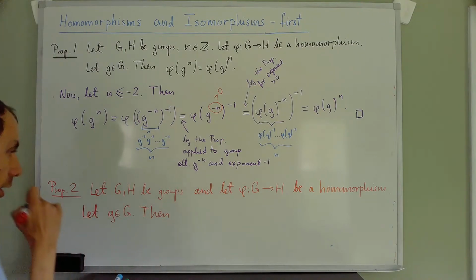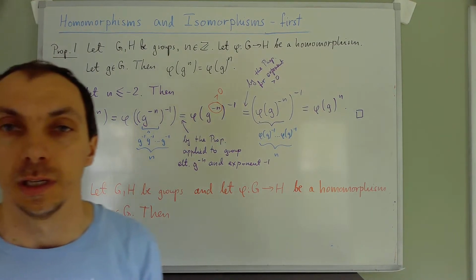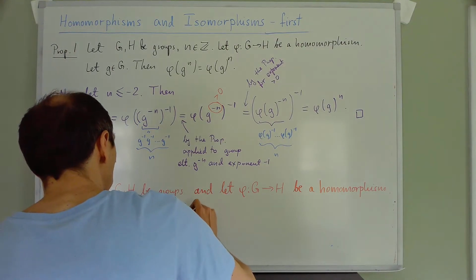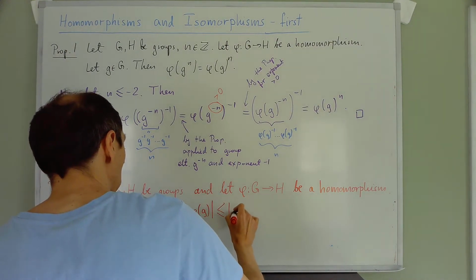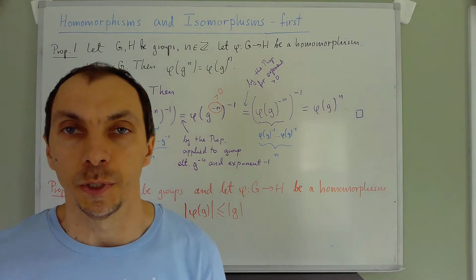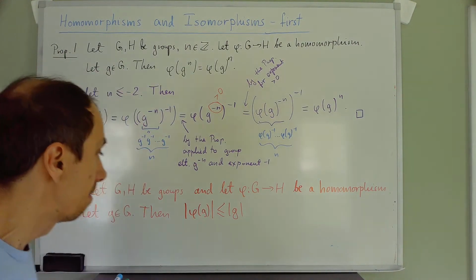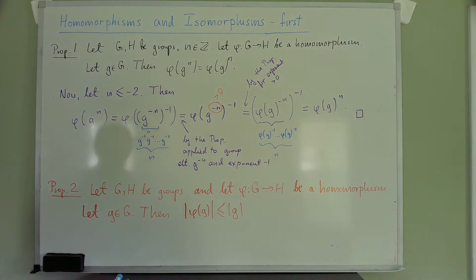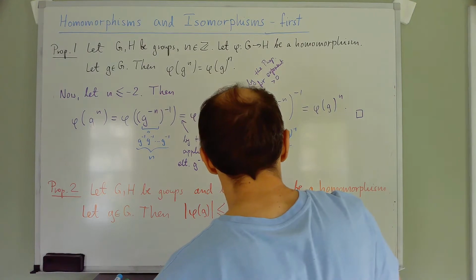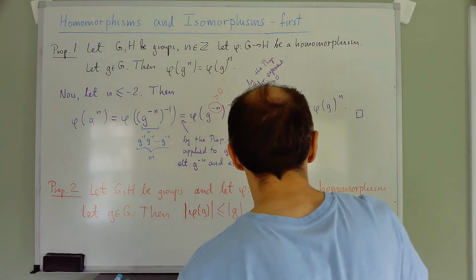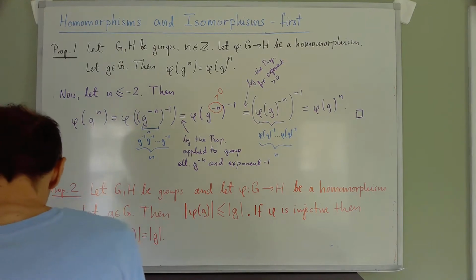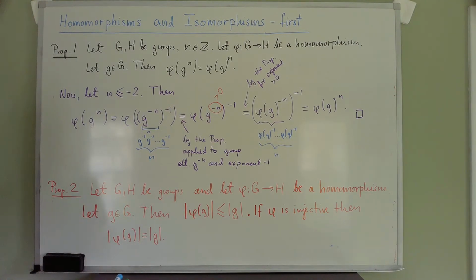Then you might wonder what happens if g has a certain order. How is the order of phi of g related to the order of g? It turns out that the order of phi of g is always less than or equal to the order of g. Remember, this means the order of phi of g, and this means the order of g. The order is like the smallest positive power that brings the element back to the identity. If phi is injective, then this is actually an equality. Right, let's try to prove that.